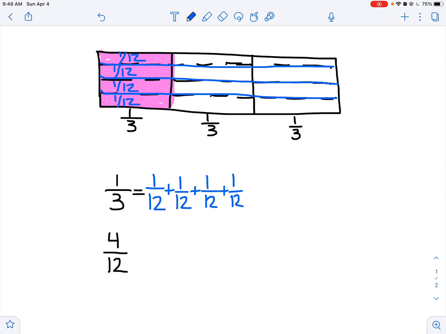And is that the same as 4/12? Well, yeah. 1/3 is indeed equal to 4/12. I can also write it as 1/3 is equal to 4 times 1/12, because I have 4 of those 1/12 in the area model. Okay, let's take a look at one more example.